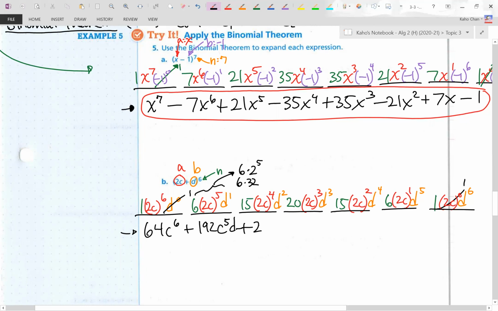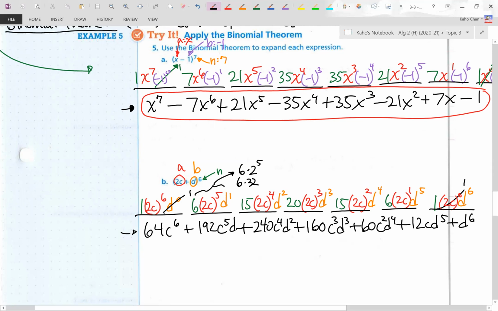Plus, you'll get 15 times 2 to the 4th. 2 to the 4th is 16, sorry about that. 16 times 15 is 240. The next one is 2 to the 3rd is 8. 8 times 20 is 160. The next one is 2 squared is 4. 4 times 15 is 60. And 2 times 6 is 12. C to the 1st, D to the 5th, and plus D to the 6th.